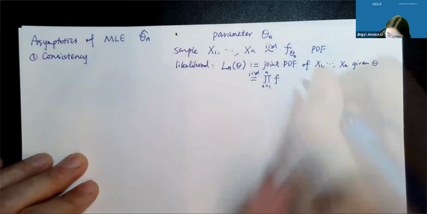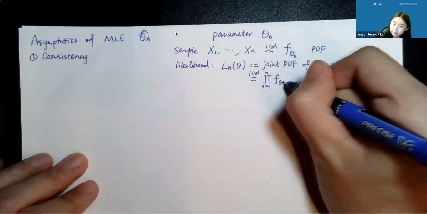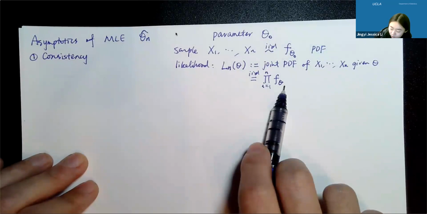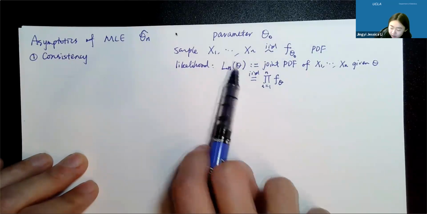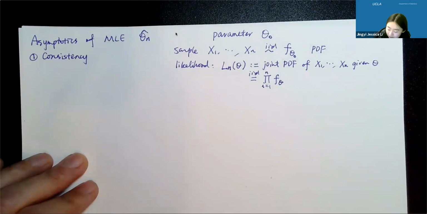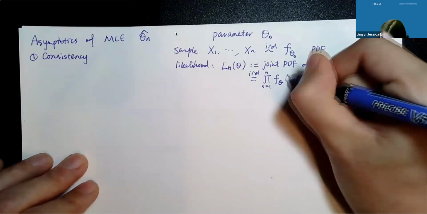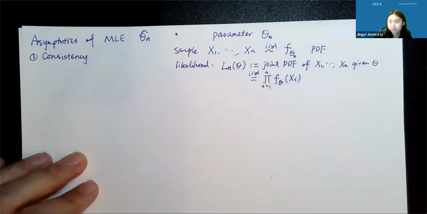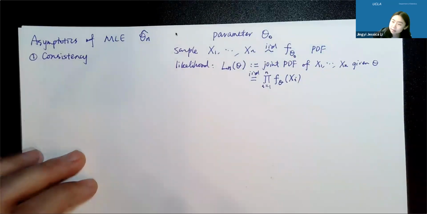Please note that here I'm going to use theta because this is the theta I'm considering as the parameter, and I don't know what the true parameter is. So I'm considering any theta of xi. Okay, this is the likelihood.